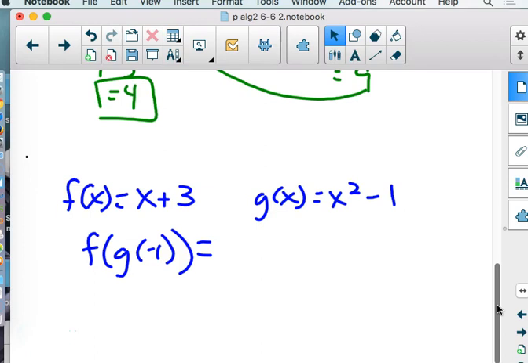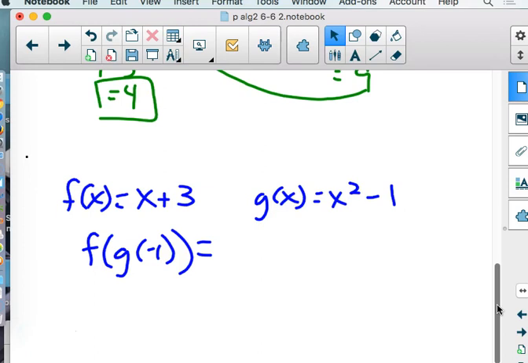Which function do you put it into first? G. You put negative 1 in G. See what you get. Once you have that answer, where do you go? F. What's the answer, everybody?